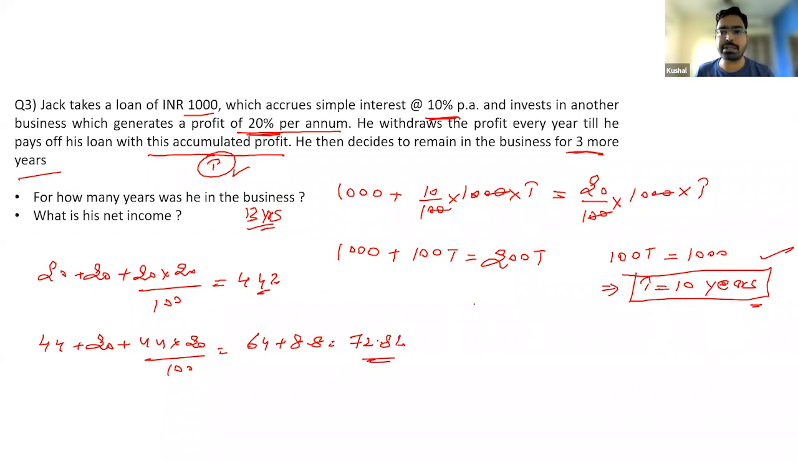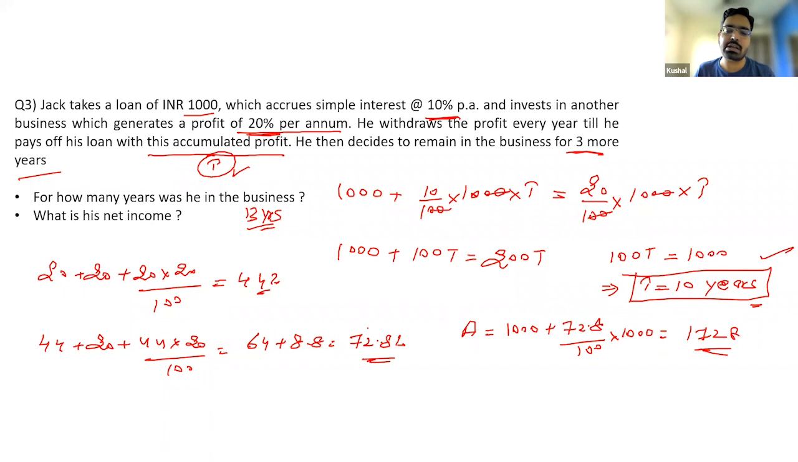Remember, what will be the total amount? The total amount will be principal plus the interest value. So 1,000 plus 72.8% of 1,000. Very easy calculation. So this should not take much time.